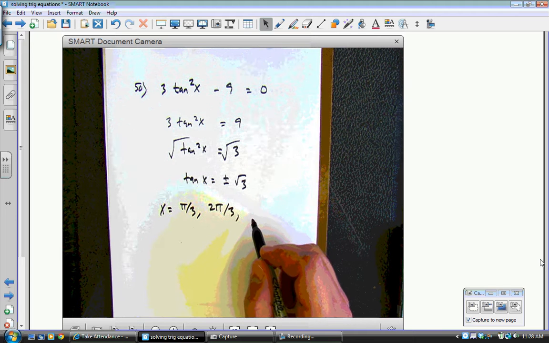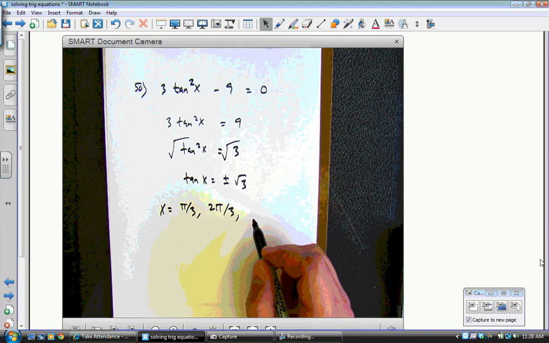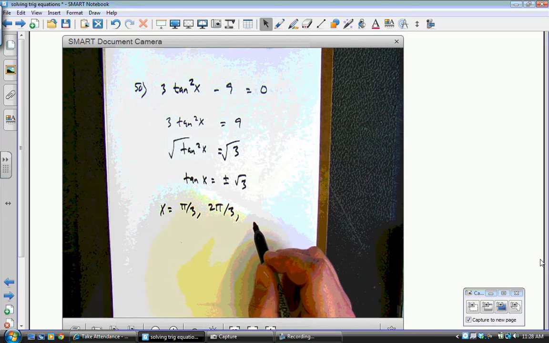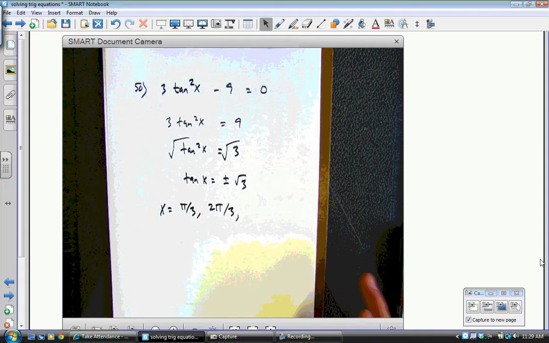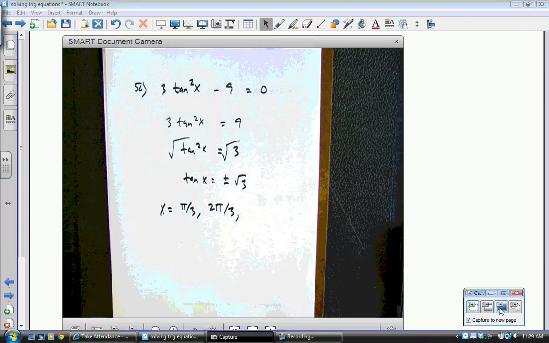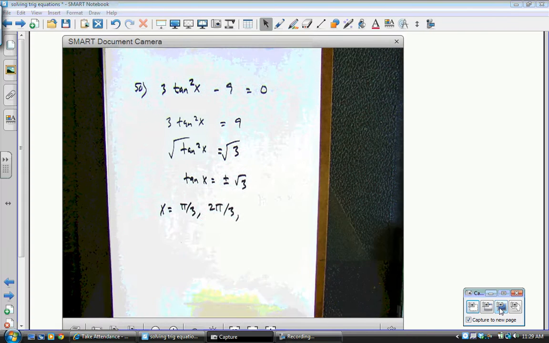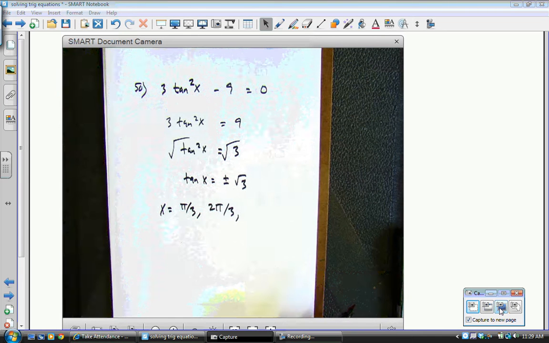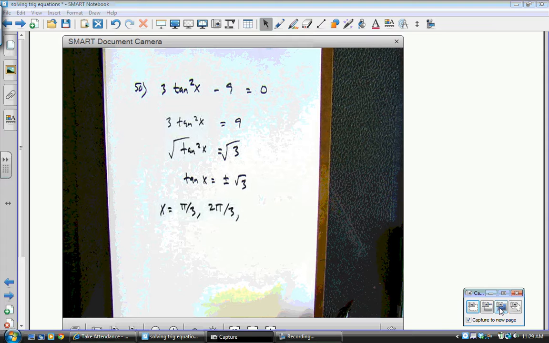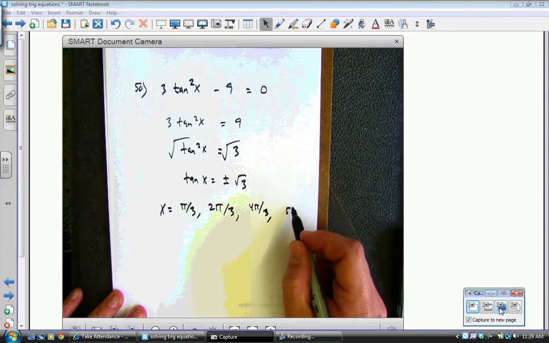Alright, the tangent at pi over 6, Katie, is square root of 3 over 3. Write it on the unit circle. The tangent at pi over 6 is square root of 3 over 3. Okay, and the tangent at pi over 3 is square root of 3. Yeah, good little pattern there. All right, this one. So we also would have 4 pi over 3 and 5 pi over 3.